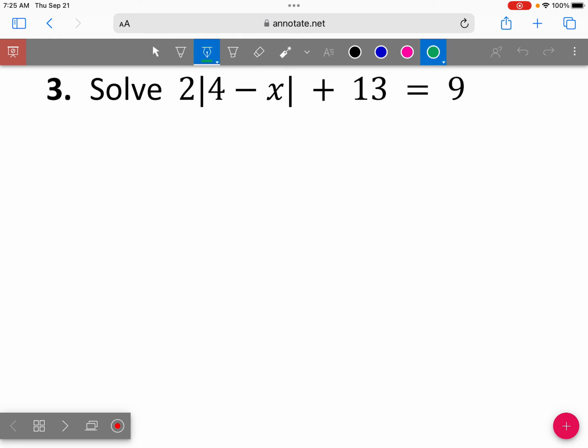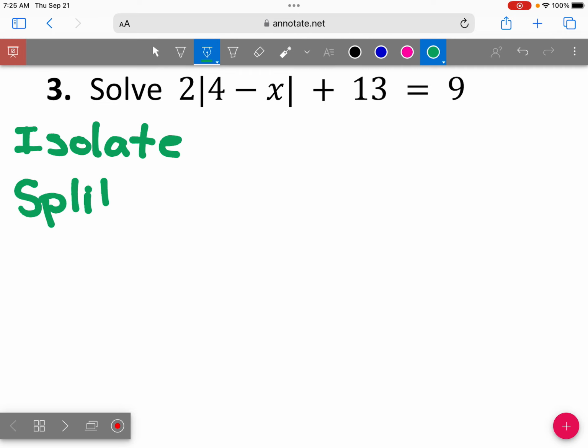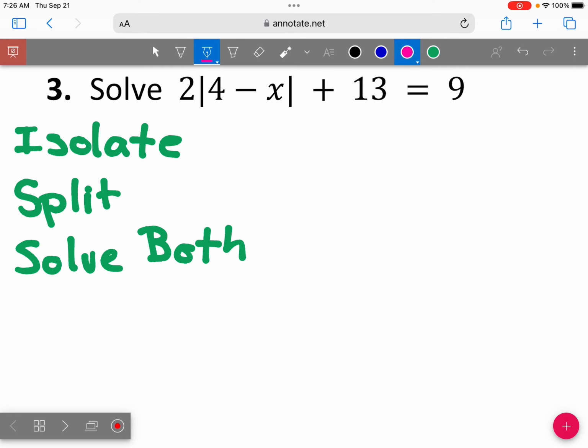Whenever I see an absolute value and it says solve, this is when we isolate, split, and then solve both. So our first step needs to be to isolate our absolute value. Get the absolute value by itself. What can I do to get that absolute value by itself? Minus 13 from both sides.